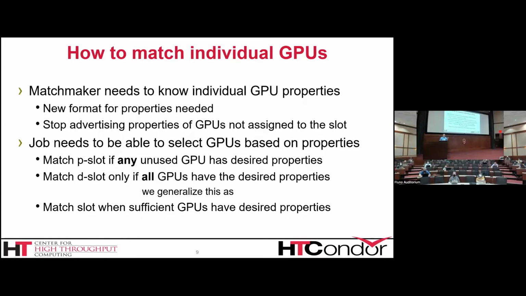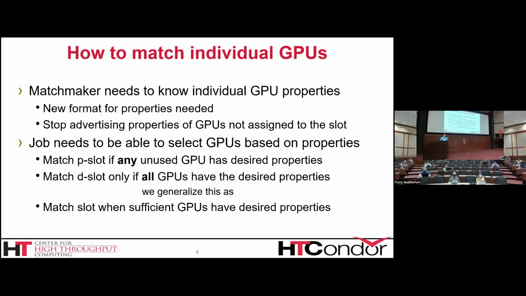And then the job needs to have a requirements expression that solves two different problems. One is when matching to the machine or the partitionable slot, you have to say, I want to match any machine that has at least the number of GPUs that I need, that have the properties that I need. But then when you match the dynamic slot that gets created, you want an expression that says all of the GPUs in this slot had better have the properties that I need. And that's actually, in the general case, impossible. And so we've decided to do something that was a little simpler than that, but is sufficient.